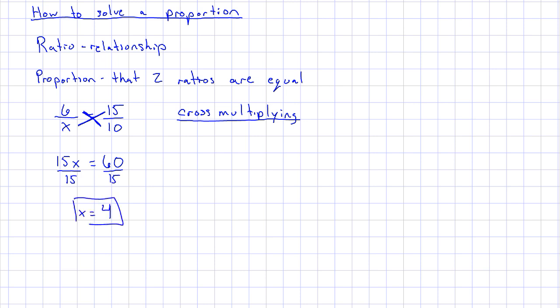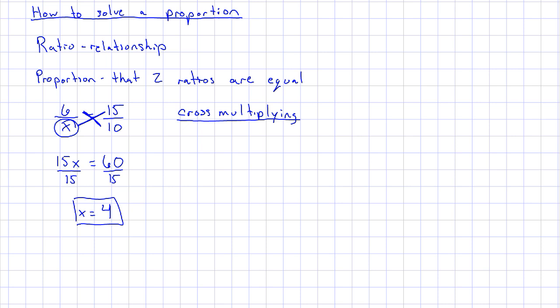So if I'm asked to solve this proportion, I'm asking you to tell me what this unknown value is, and it happens to be 4. So 6 over 4 is the same ratio, just a different form. It is equal to 15 over 10. And that's what we're saying with this proportion. We're saying the ratio 6 over 4 is equal to the ratio 15 over 10.